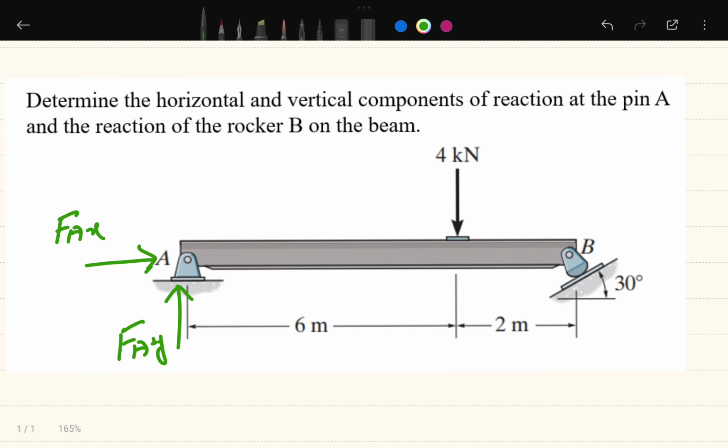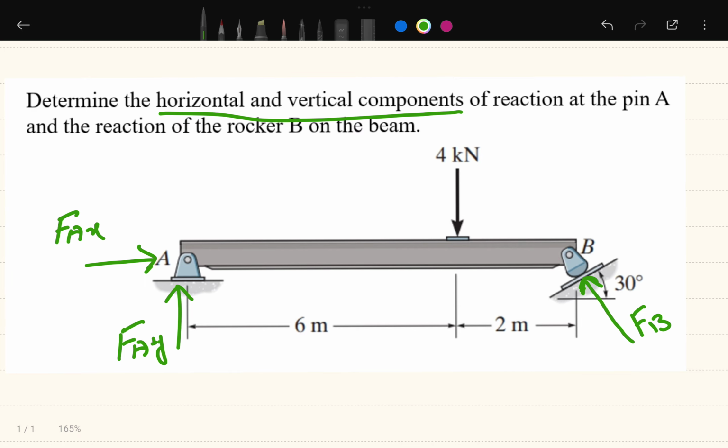Now for the rocker support, we already know it behaves as a roller support where it is free to move along the surface, so there will be no reaction parallel to the surface. Also it is free to rotate, so there will be no reaction moment, but it will have a reaction force perpendicular to the support surface, because it is not allowed to move up and down in this case. I will call this FB, the force applied at B, although this force is not vertical, not horizontal. So what we need to find is the horizontal and vertical components.